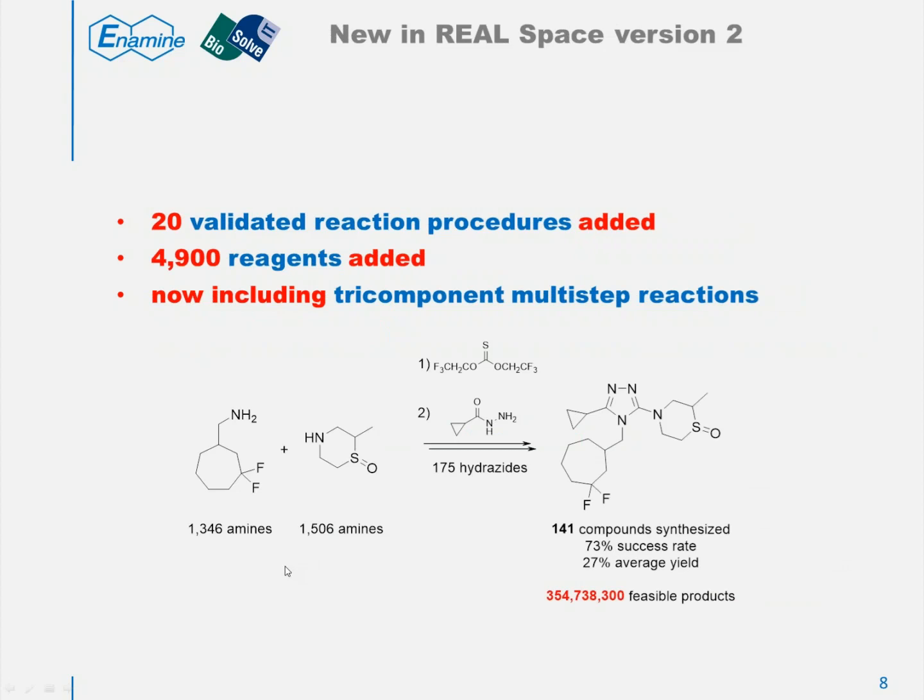Okay, so those are the major changes. We have 20 more validated reaction procedures added, 4.9 thousand reagents, and now we are including tri-component multi-step reactions, like the one drawn here for the triazole formation.